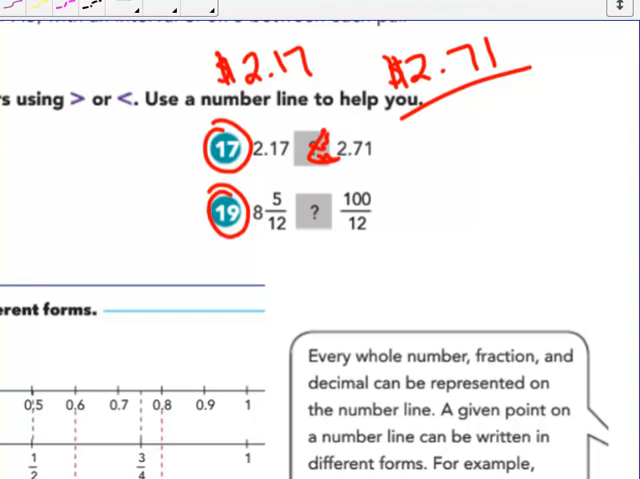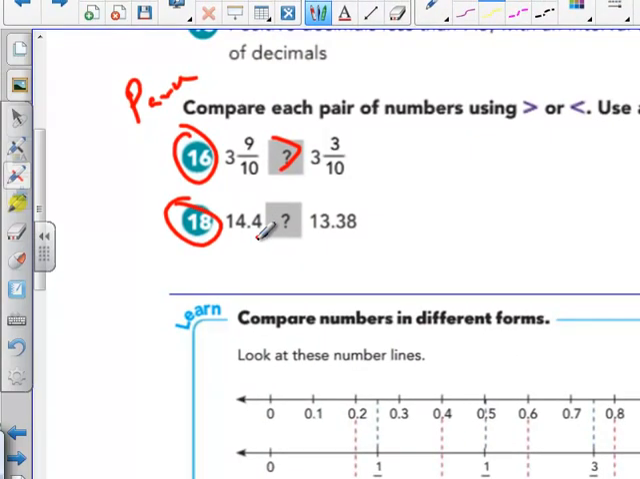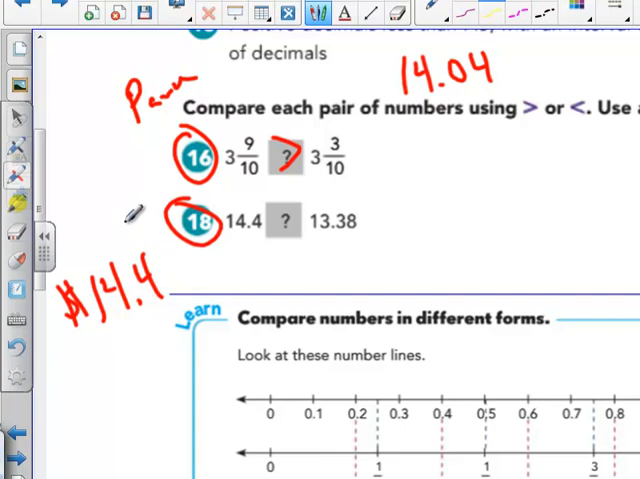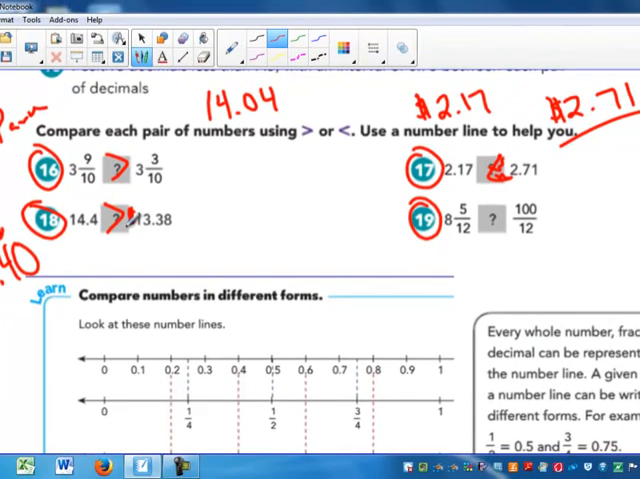Here, make it money. You can never have money to 1 place value. It always has to be to 2, to the hundredths. This is not $14.04. That's the biggest mistake that I see students make over and over, year after year. They say, oh, I got $14.04. No, $14.04 would look like this. You have 14.4. That means you have 14 whole dollars and you have 4 dimes. 4 dimes means you have 40 cents. So you have $14.40. Here you have $13.38. Which one's more money? $14.40.